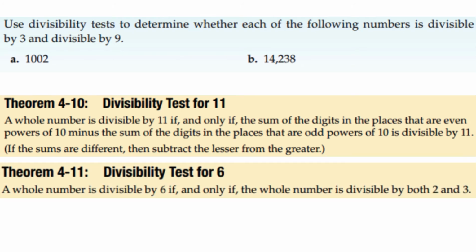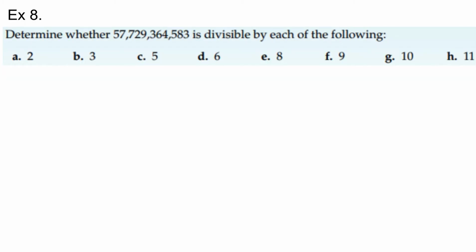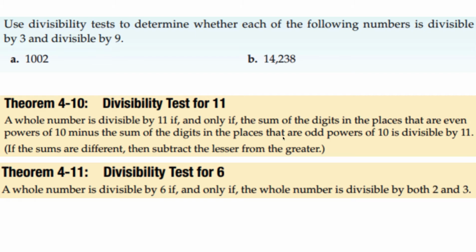And think about the divisibility test for 6. A whole number is divisible by 6 if and only if that number is divisible by 2 and 3. It has to be divisible by both 2 and 3. So let's have some examples. How about we use the same numbers for the divisibility test for 11. Let's do that first.